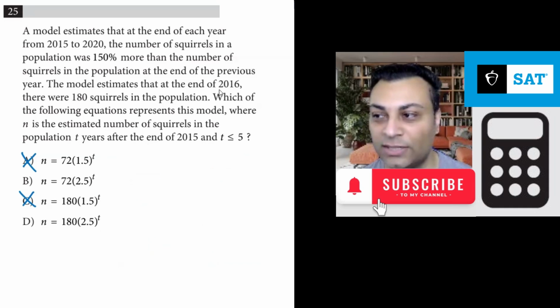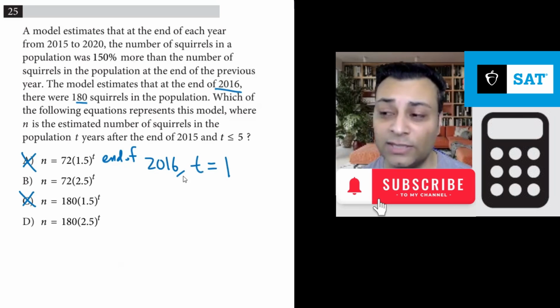Well, one thing we know is that in 2016, it's got 180. Now, 2016 is 1 year after 2015. So at the end of 2016, the t for that situation is 1, because it's 1 year after 2015. So when t is 1, we would like 180.